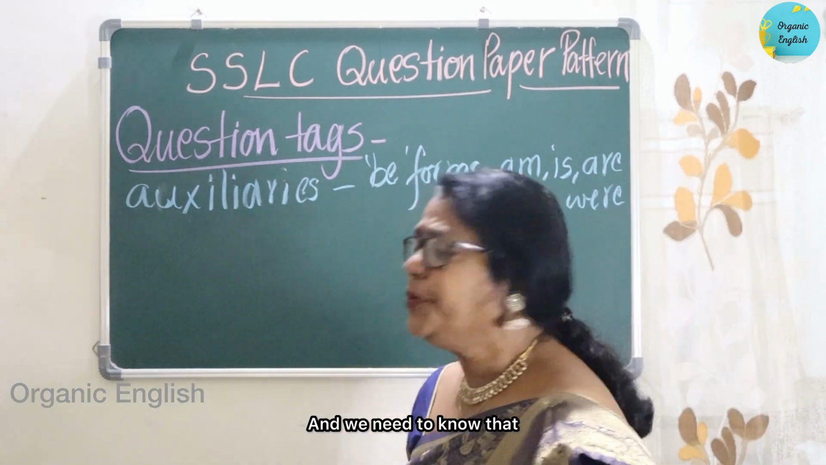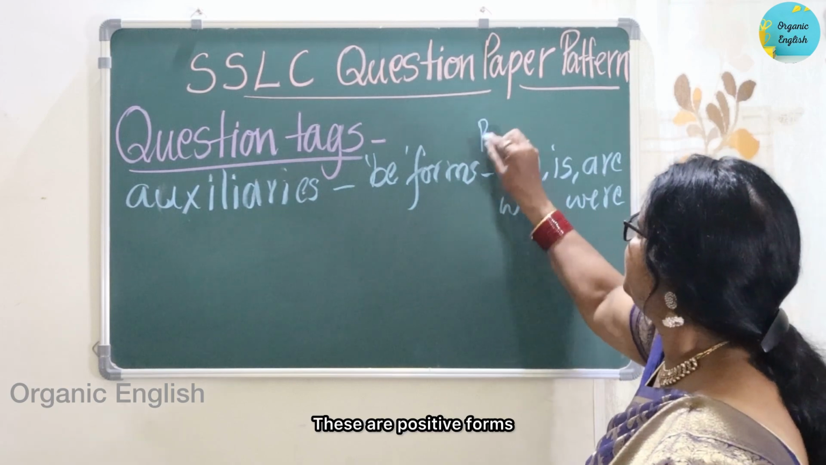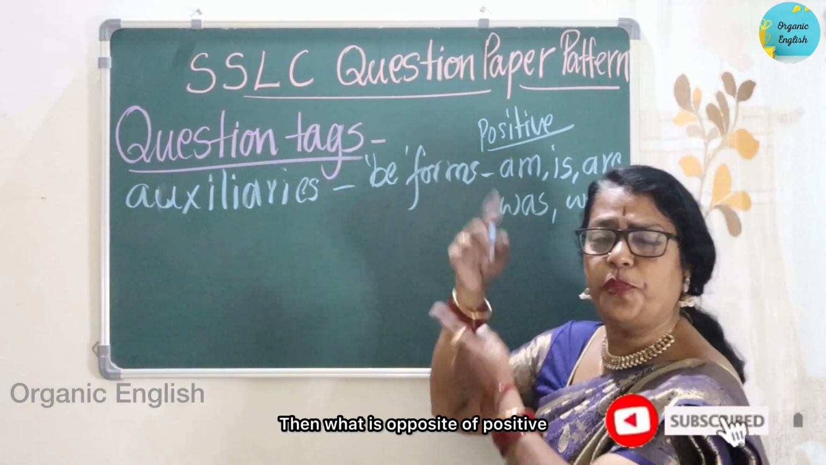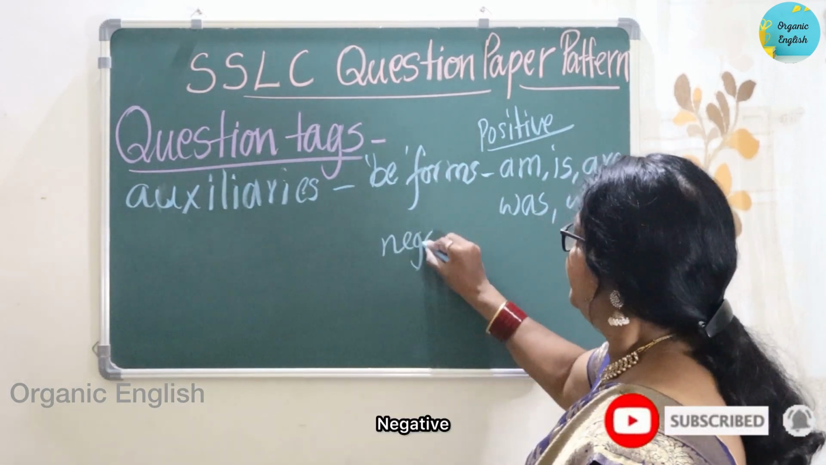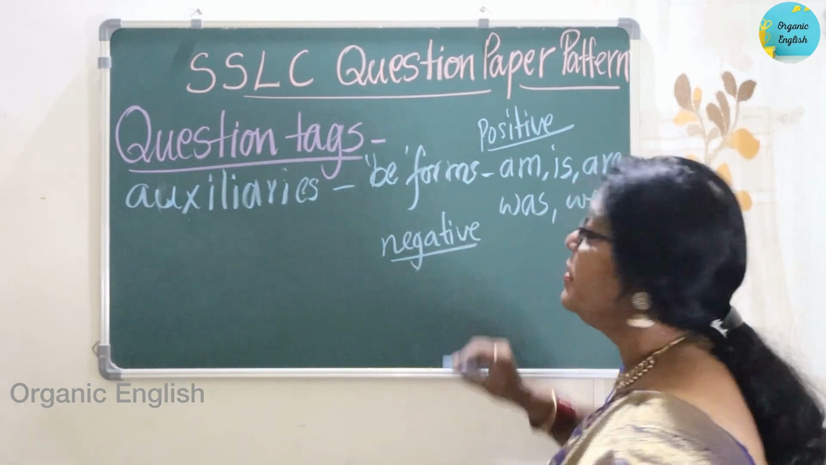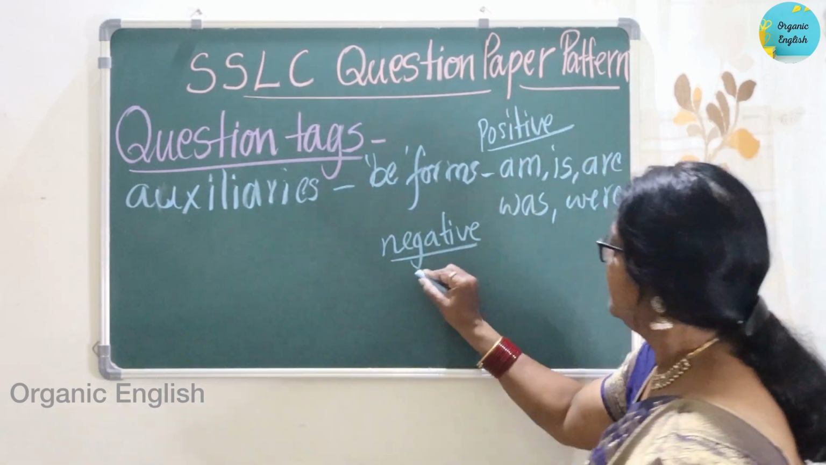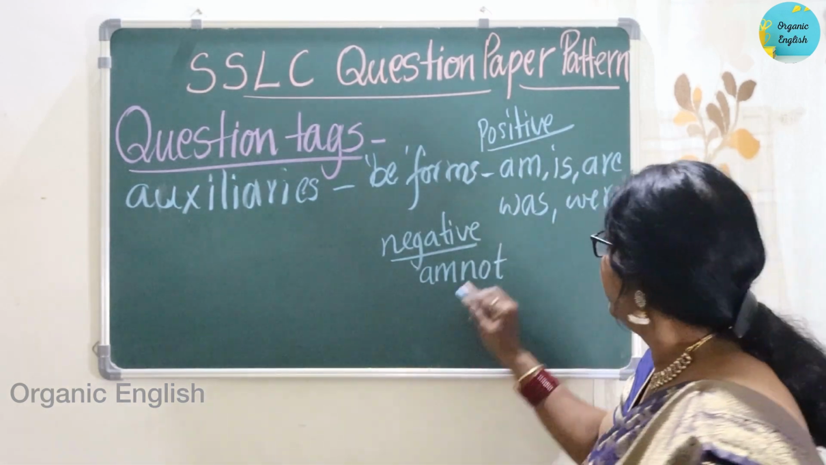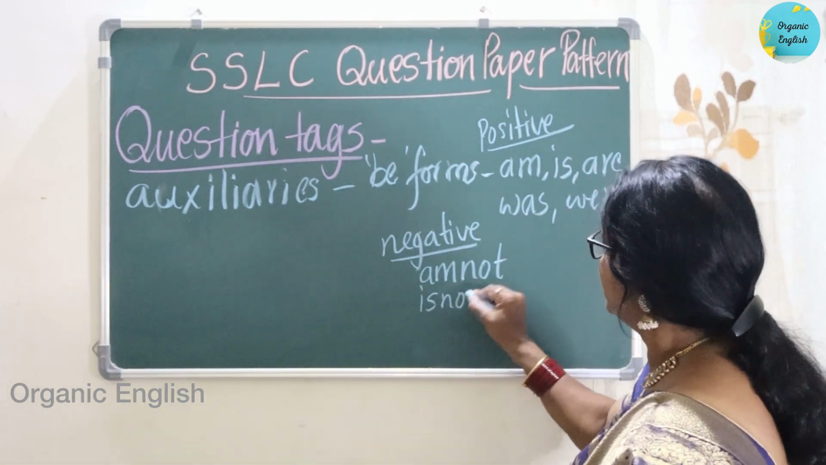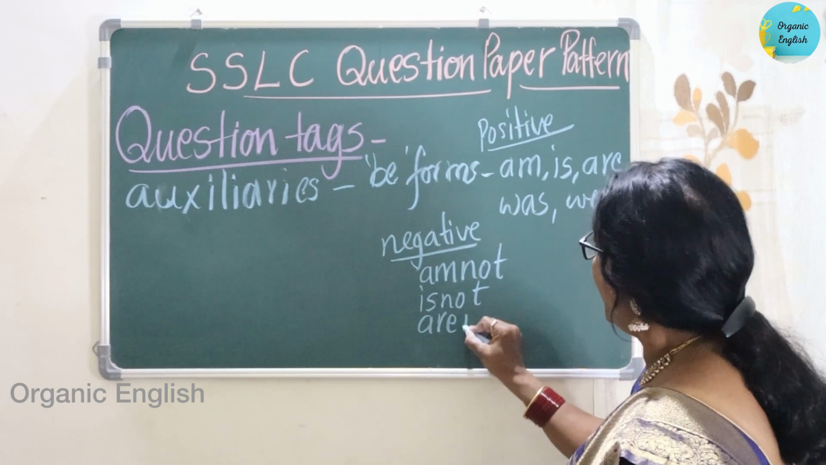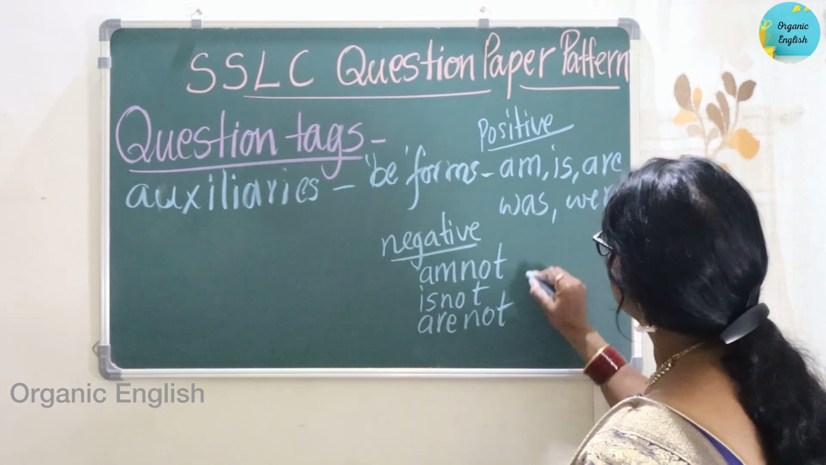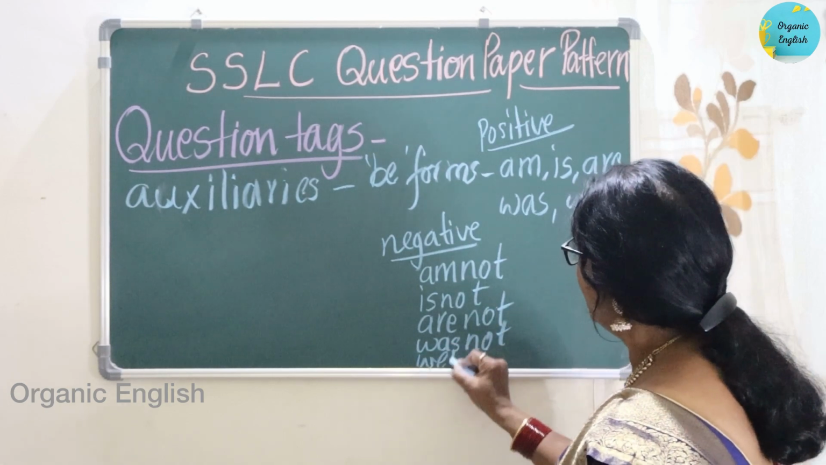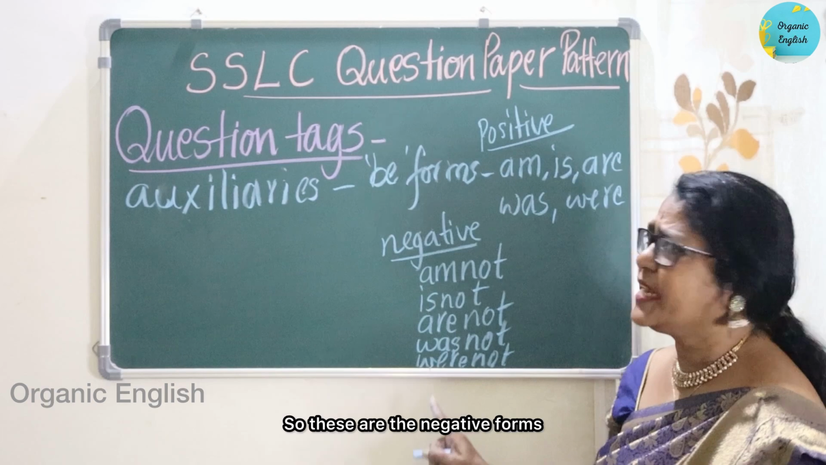And we need to know that these are positive forms. Then what is the opposite of positive? Negative. Let's form the negative form of this. For example, am not, is not, are not, was not, were not. So these are the negative forms.